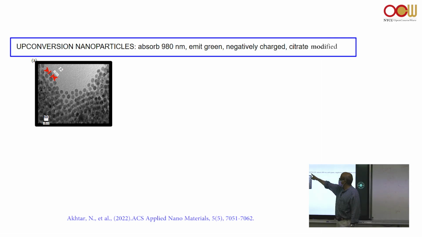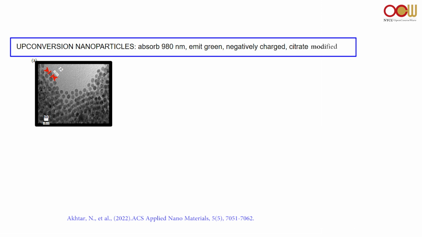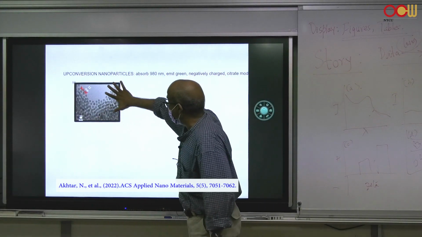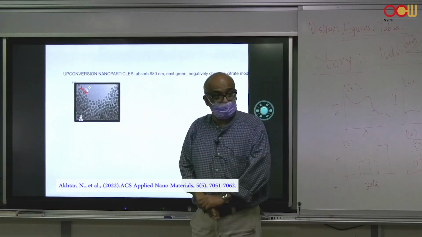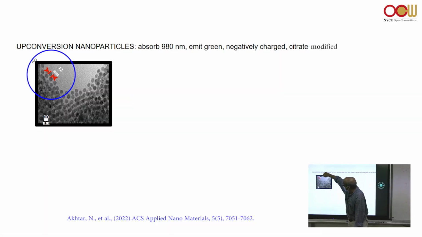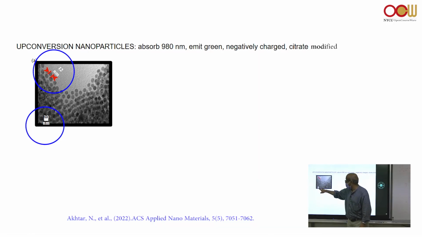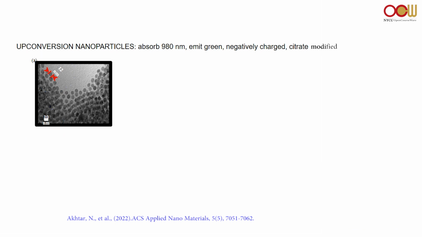These are upconversion nanoparticles. They absorb this light. They emit green. They are negatively charged. How to show this as a story? I must start with the image first. So I understand, oh, these are the nanoparticles. And that's my enhancement. I say that the average size of these nanoparticles are like 12 nanometer. My TEM data is only this box. However, the scale bar and this is what I do. So this only shows me these are the nanoparticles.